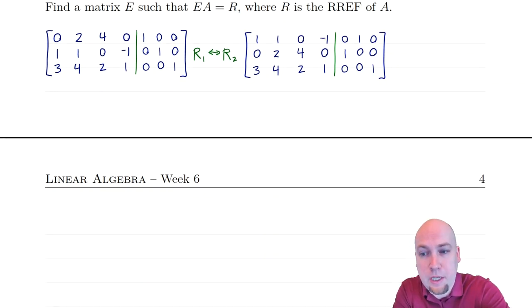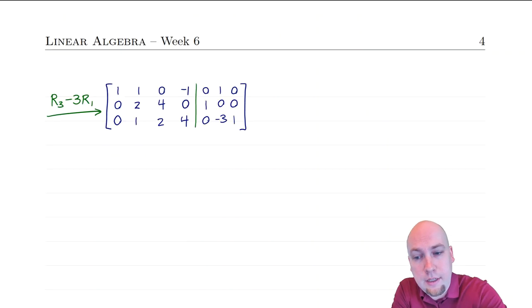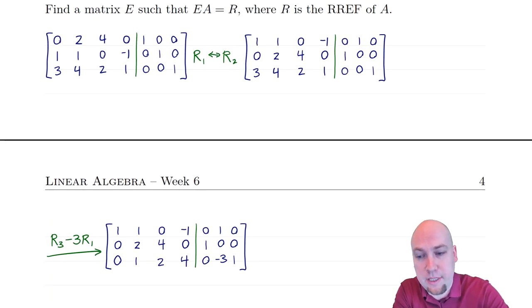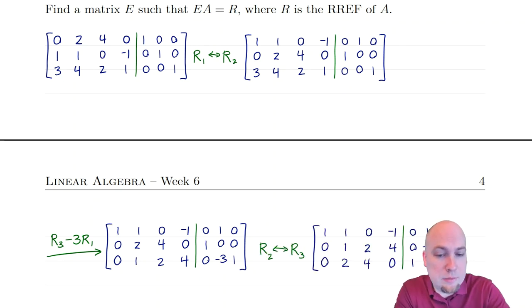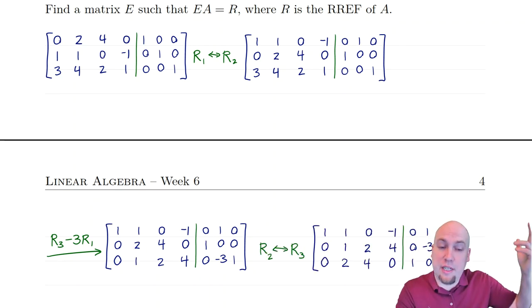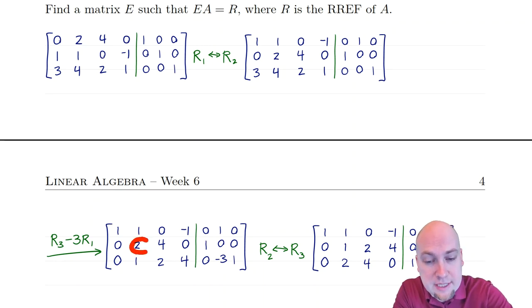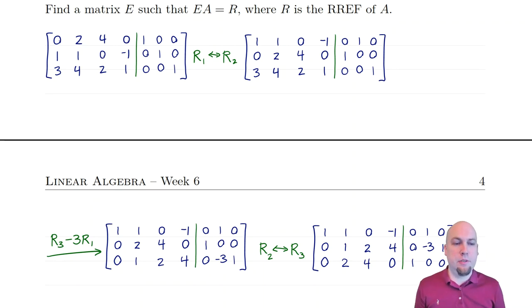Next I want to get rid of the three down here, so I'm going to do row 3 minus 3 row 1. Next, I want my next leading entry to be a 1. So I'm just going to swap these two bottom rows. I could have done two things here. I could have done 1/2 times the second row, or I could have swapped these bottom two rows. I just decided to swap the bottom two rows. It doesn't matter what you do.